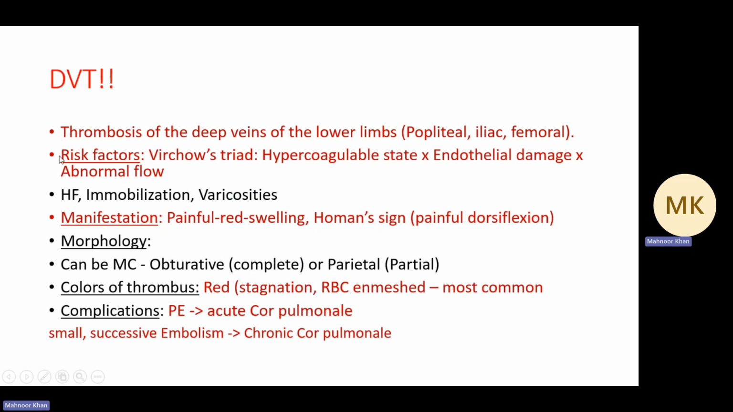Deep venous thrombosis. So what are the risk factors? The triad, very important to remember: hypercoagulable state, endothelial damage, and abnormal flow. And what are the causes? Mainly heart failure, immobilization, varicosities. How does it manifest or present?